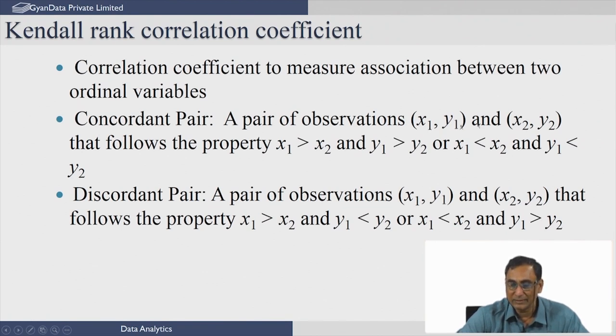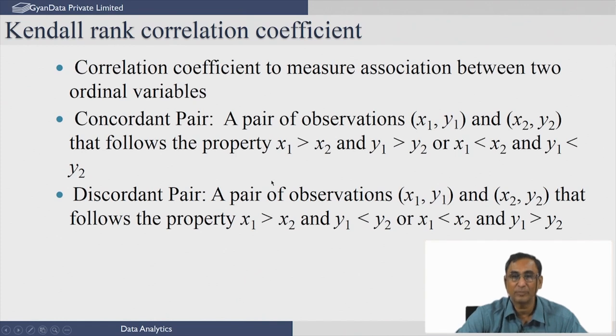If x1 is greater than x2 and the corresponding y1 is greater than y2, then we say it is a concordant pair. That means, if x increases and y also correspondingly increases, then these two data points are said to be concordant. Similarly, if x1 is less than x2, and correspondingly y1 is less than y2, then also we say it is a concordant pair. That means, when x increases y increases, or x decreases and y decreases, then we say these two data pairs are concordant.